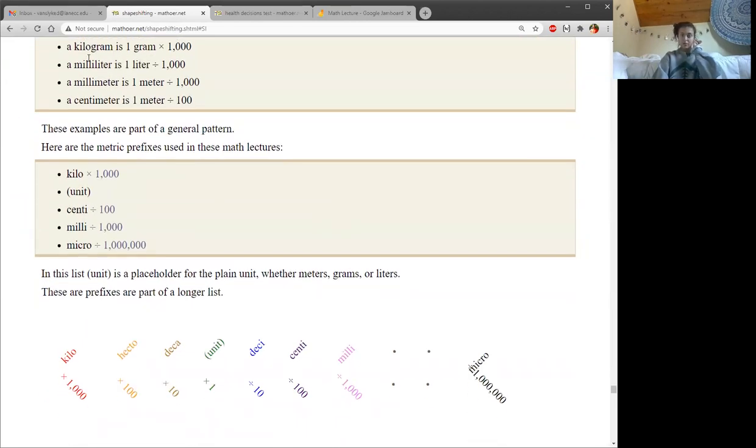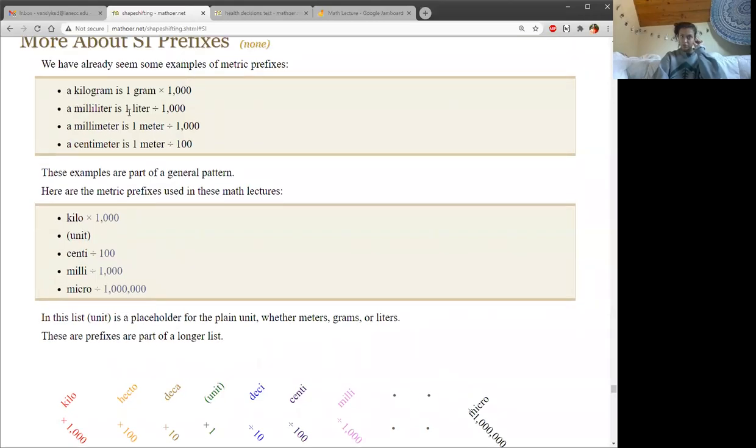So there are prefixes. Kilo means 1,000 of something. Milli is 1,000th of something, and centi is 100th of something. And is the font the right size, by the way?